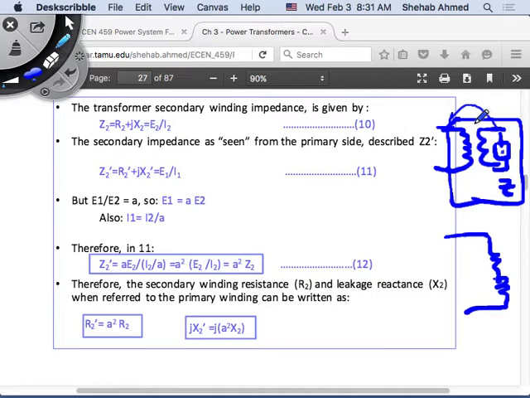If I want to take my current from the primary side to the secondary side, I multiply by the turns ratio. And I can do the same thing with the secondary quantities. I can bring them to the primary side as well, right? If I know this, I know that, right? So I need to do the same thing with the impedance. So how will we do that?